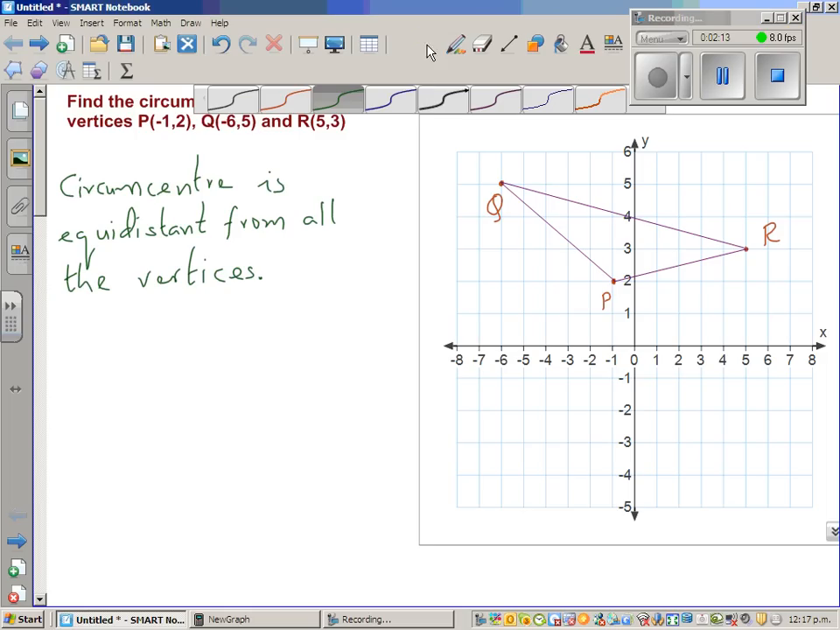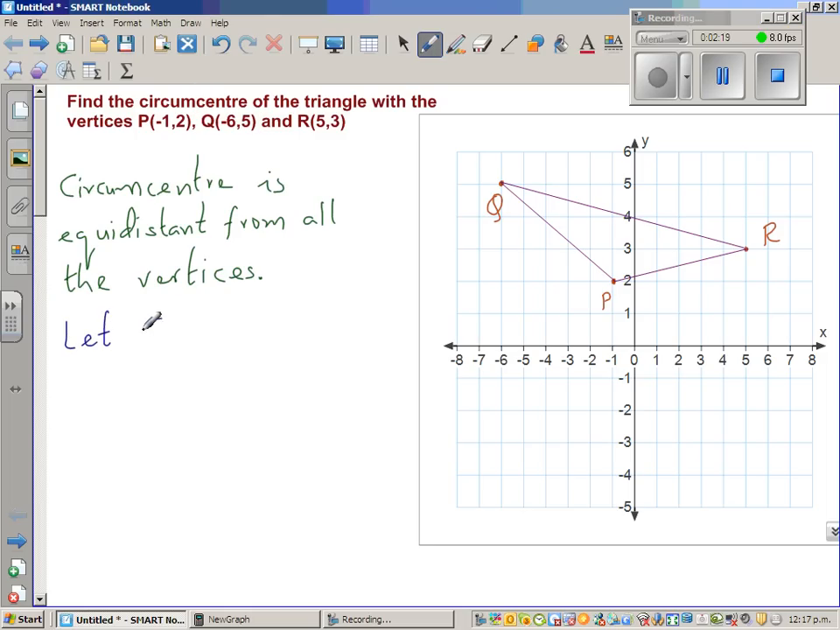So let's say, let C be the circumcenter, C(x, y). That's what we want to find. We want to find the coordinates of that point C, which is the circumcenter. Now a circumcenter can be inside the triangle, can be on the triangle, or outside the triangle.